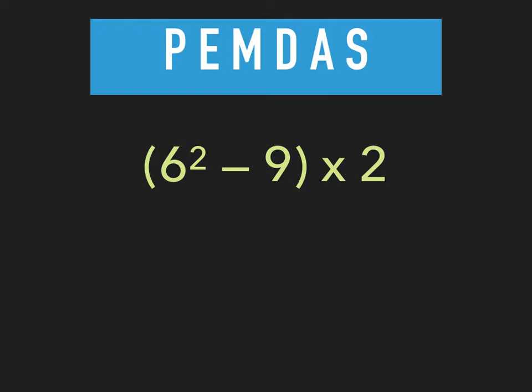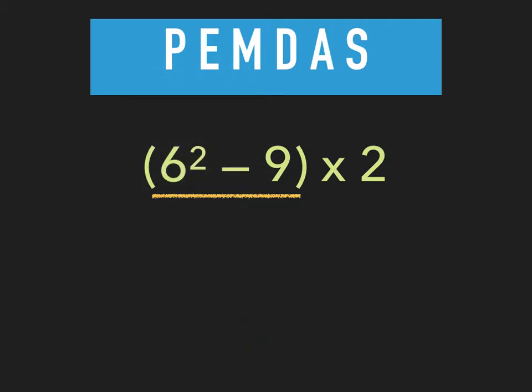Let's look at another example, adding another element into it. In this case, I have the problem 6 squared minus 9 times 2. You'll notice, however, that I have 6 squared minus 9 inside parentheses. So, in following the order of operations, parentheses is the first thing that I look to. So I am going to solve whatever is within the parentheses first.